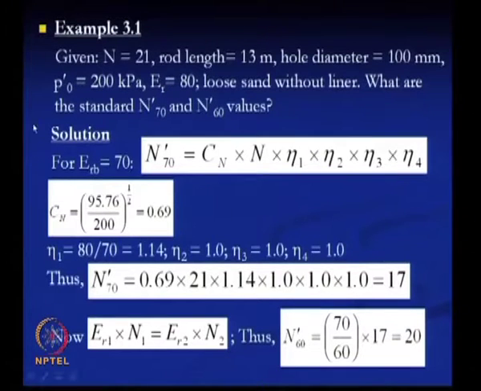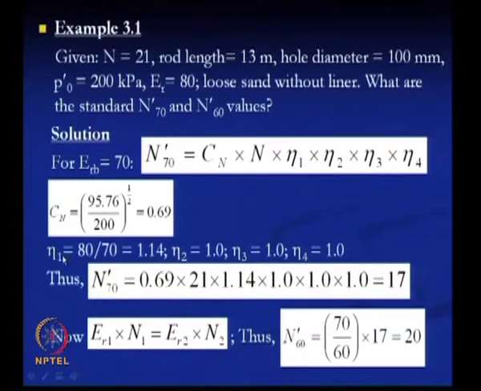First, we will calculate this standard or corrected N value under the standard energy ratio 70. This is the expression for the standard N value, or the corrected N value, under standard energy ratio 70. As this P0 dash is 200, by using this expression, square root of 95.76 divided by P0 bar, in place of P0 bar you can put 200. So, this value is coming 0.69.